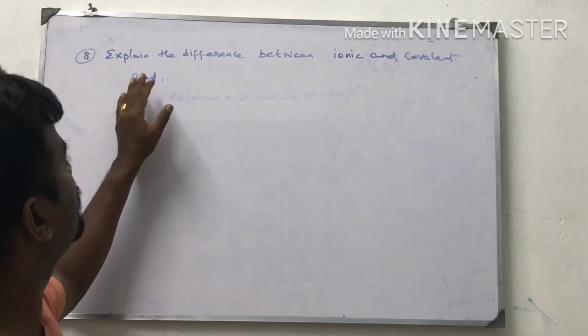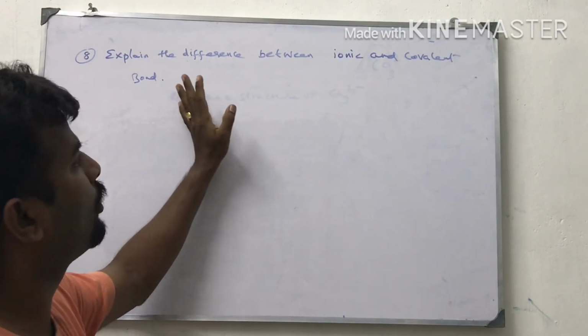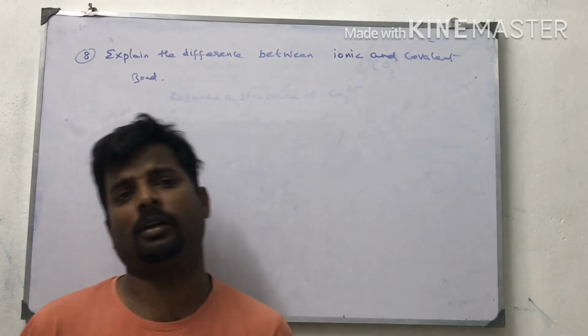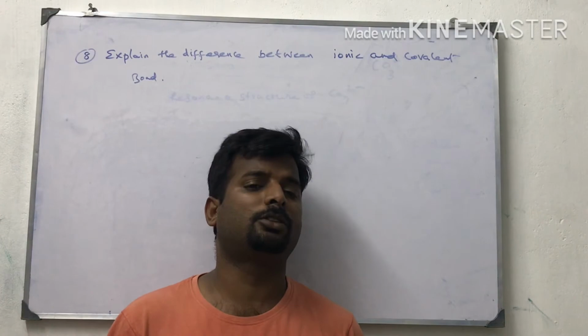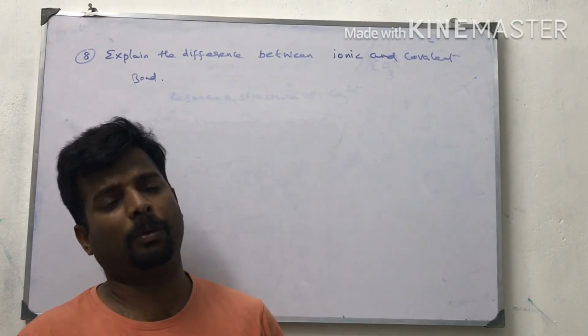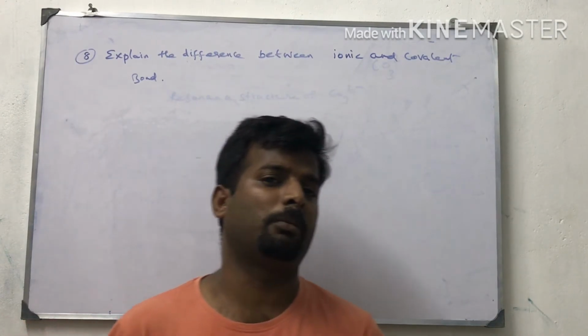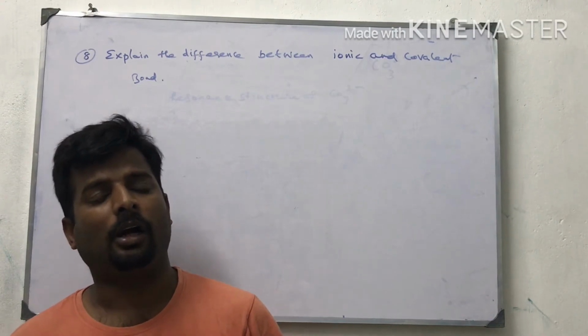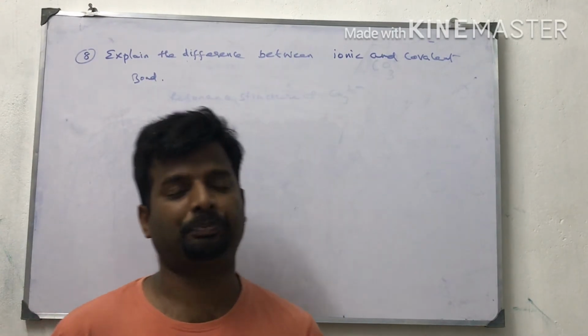So the next question is, explain the difference between ionic and covalent bond. In 10th standard itself, we learned about what is ionic bond, what is covalent bond. Ionic bond is due to the transfer of electron from the electropositive element to the electronegative element. That is donation of electron. That is called ionic bond. Ionic bond is a stronger bond.